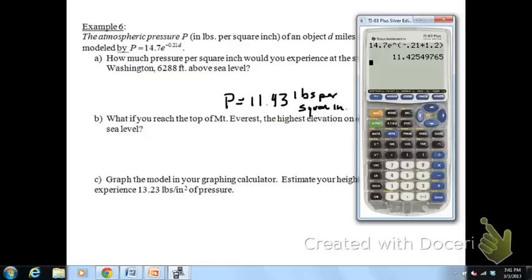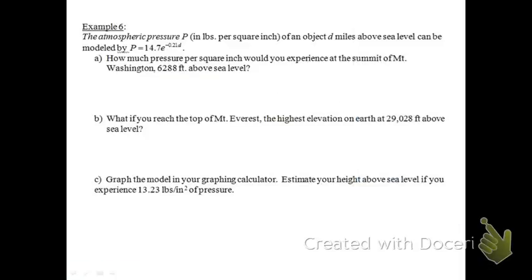For part B, it's asking, what if you were at the top of Mount Everest, which is the highest elevation on Earth, that is 29,028 feet above sea level? Well, here, once again, if we have that distance in feet, which is 29,028 feet above sea level, we have to convert that into miles, and we know there's 5,280 feet for every 1 mile.